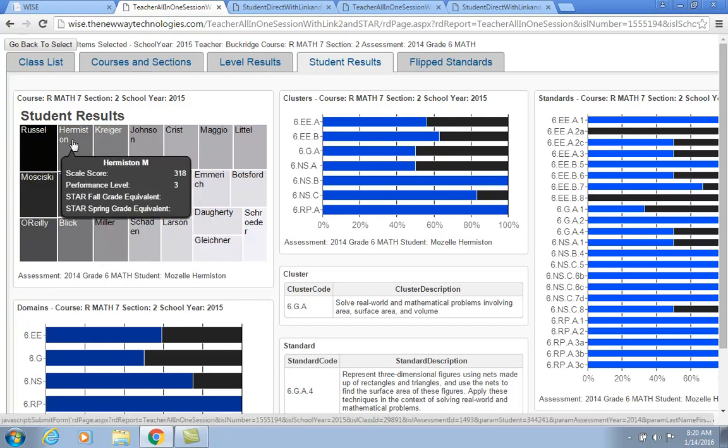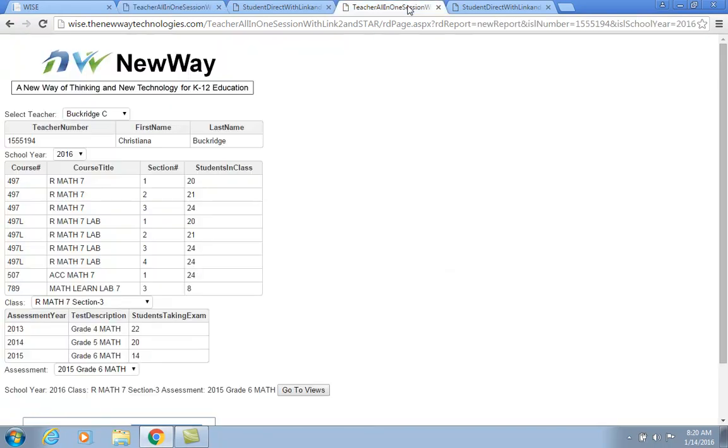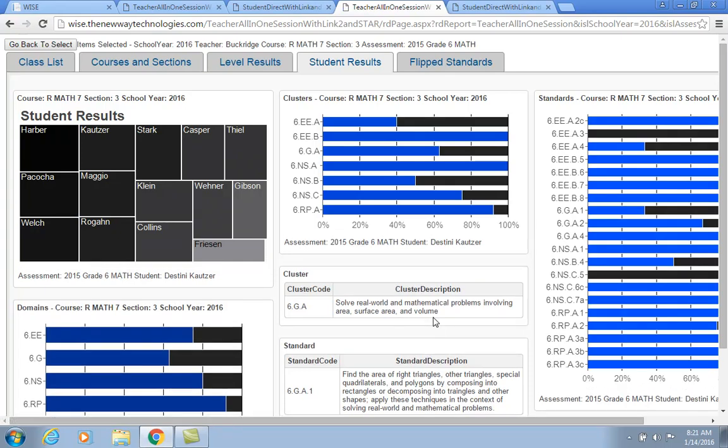I should mention we did not load the data for 2014 for STAR. That still could be done. Let's go forward now. This happens to be the 15-16 school year, the current school year. These are the classes that this teacher is teaching. If I pick section 3, there are 24 students. I have 14 students that took the grade 6 assessment. So just to be clear, this teacher is teaching the students in grade 7, and I want to see how they performed in grade 6 to help me guide instruction moving forward.